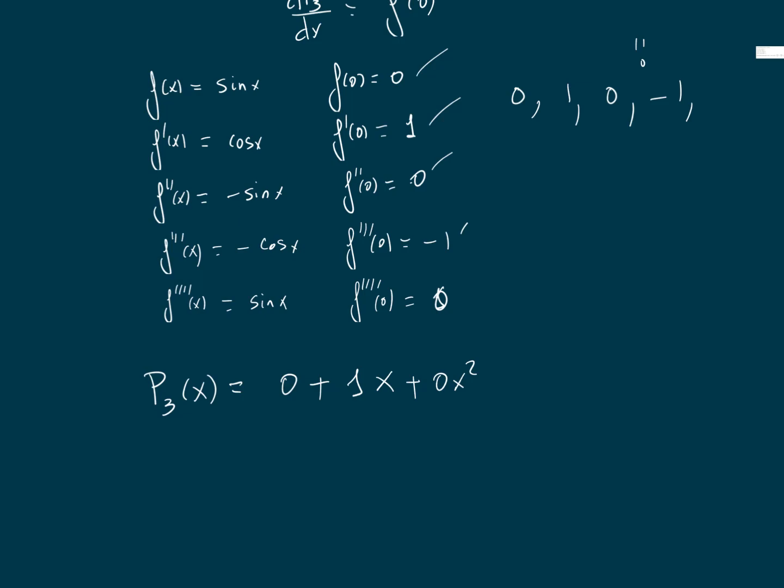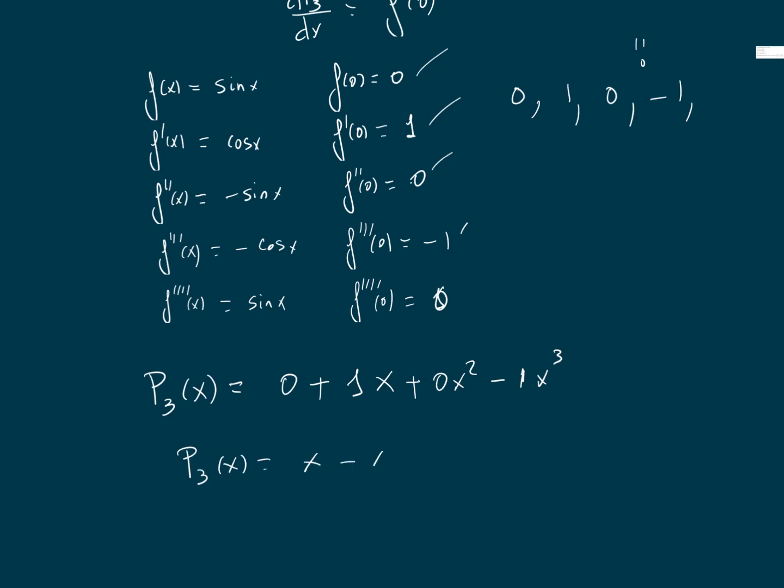Plus f3 of 0 is minus 1 x cubed. As a conclusion, P3 of x is x minus x cubed divided by 3 factorial, or x minus x cubed divided by 6. This is the Taylor polynomial that agrees with the function in the values.